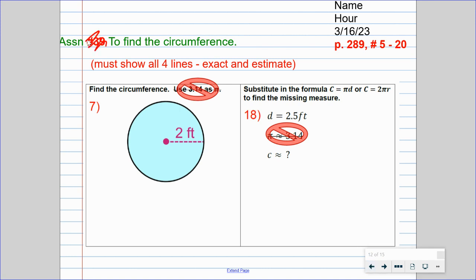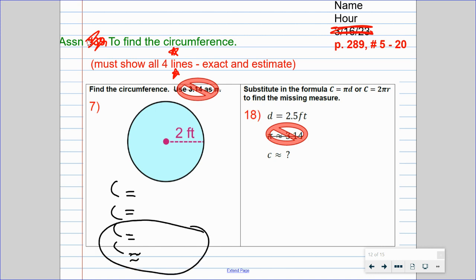Again, no matter what the date, no matter what the assignment number, make sure that you show all 4 lines to each and every problem. If you're in class with me, we're going to do these couple together or with your partner. So you should have 2 answers, an exact answer that still has a pi, and an approximate answer. Don't forget your units. You're not talking yet square feet or cubic feet. You just want to know how many feet it would take to go around this circle.